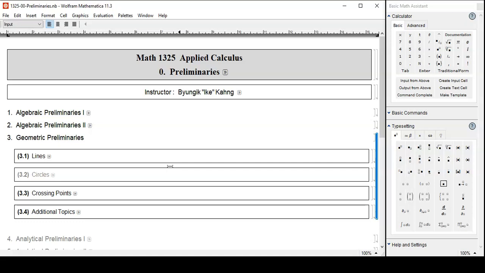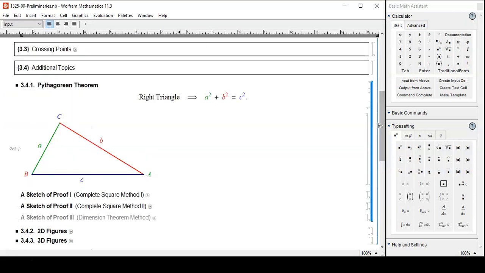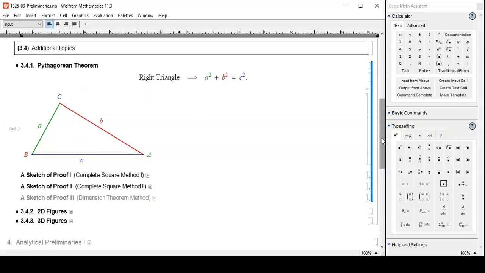algebra classes. And then circles and crossing points, I'm not so sure if they are really important, especially circles. In trig-based classes, of course, they are important, but I'm not so sure. Now here, let's talk about 3.4 additional topics. And one is Pythagorean theorem.